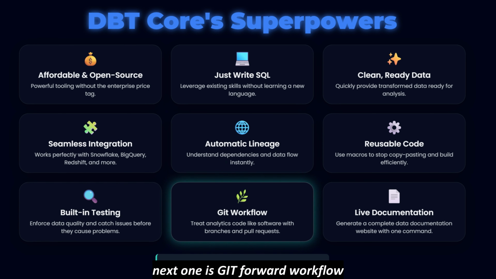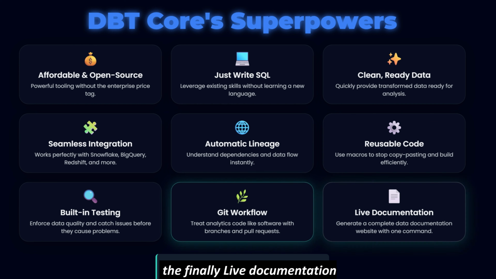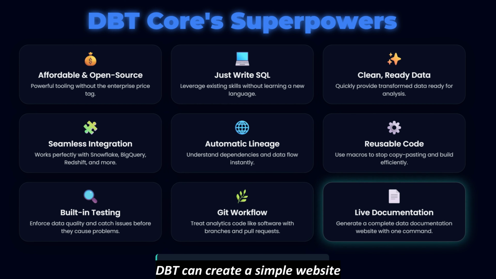Next one is Git-friendly workflow. This is just a fancy way of saying that DBT helps your team work together on code in an organized and safe way, just like software developers do. And finally, live documentation. This is a fan favorite. DBT can create a simple website with all the documentation for your project. It becomes the one place everyone can go to understand the data, which means you don't need to create any documentation for knowledge transfer. Once you implement the project in DBT, it will create the complete documentation about your project. With a single command, you can generate entire project documentation. How beautiful is it, isn't it?